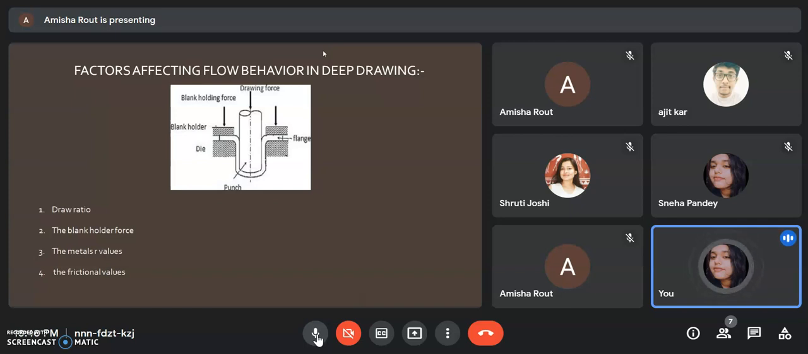The addition of draw beads can help overcome these differences by slowing down the metal feeding in the side walls, reducing the probability of problems. This is a very common practice and helps to balance the feeding from the corner to the side wall. Draw beads create a restraining force by forcing the metal to bend and unbend before entering the draw cavity and punch. Over to Ajit.